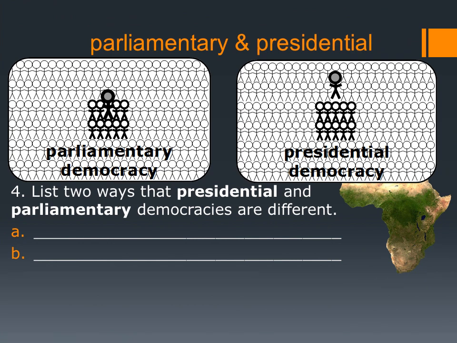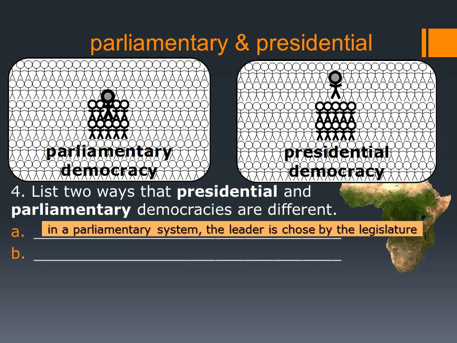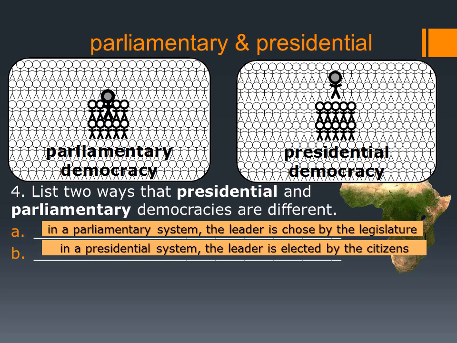You'll remember that we reviewed parliamentary and presidential democracies because some of the countries in Africa use those systems. This question asks you to list two ways that presidential and parliamentary democracies are different. I'm going to give you four. You'll remember that in a parliamentary system, the leader is chosen by the legislature, not by the citizens directly. In a presidential system, the leader is elected by the citizens.